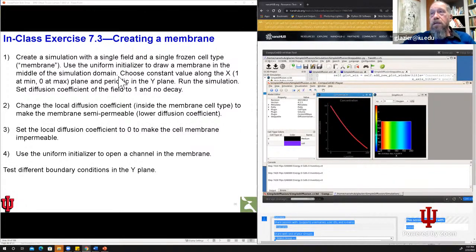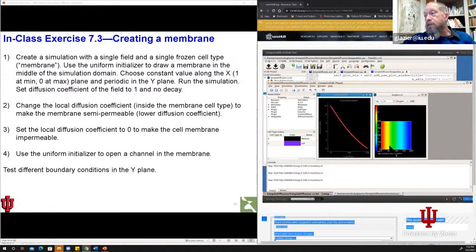So your exercise is to create a simulation of a single field with a single frozen cell type. We're going to draw a membrane down the middle, set the initial conditions to be exactly what we did here, and see what happens when we change the diffusion constant.